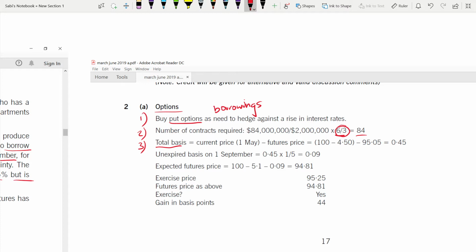So what is the total basis? Understand: spot minus your opening future price. What is your spot? Spot is your current price.